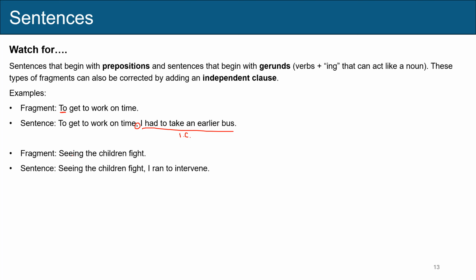Seeing the children fight. Okay, this is an example of a gerund. Seeing the children fight, I ran to intervene. Okay, now it's a complete thought, but just like the prepositional phrases, if we have a gerund starting a sentence, we need to put a comma before the part that could be a sentence by itself.